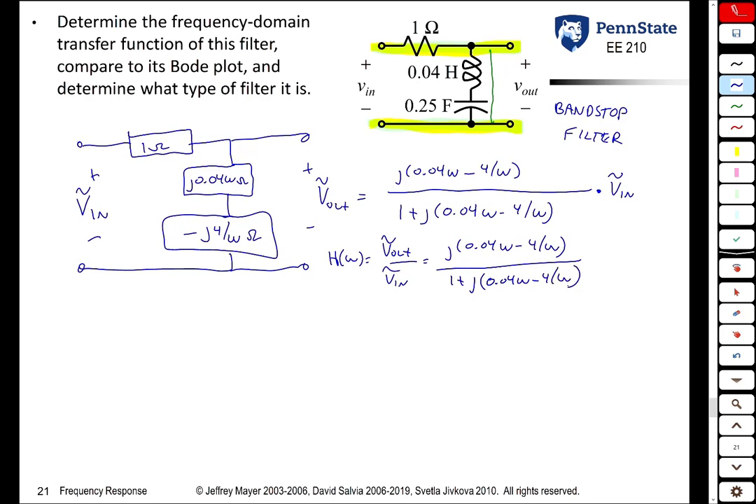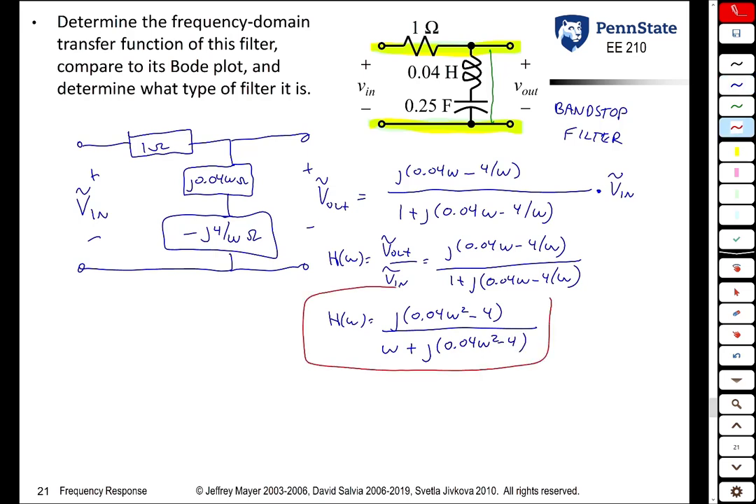We can now multiply the numerator and the denominator by omega to get a slightly different variation. We get 0.04 omega squared minus 4 over omega plus J, 0.04 omega squared minus 4. This is our transfer function.